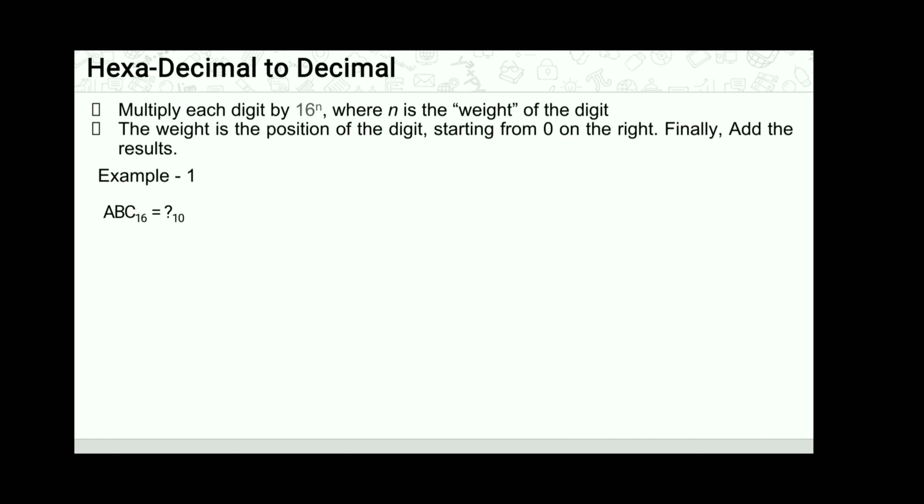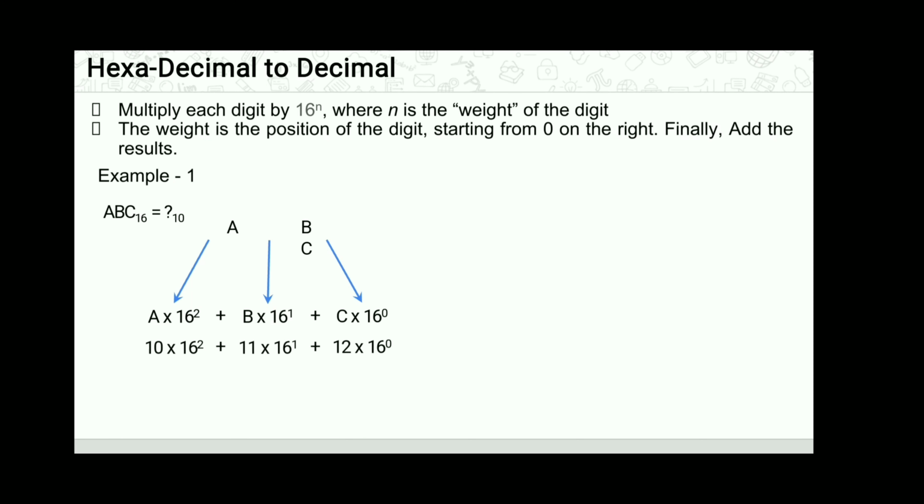We have to convert ABC to its decimal equivalent. So we will multiply C into 16 raised to 0, B with 16 raised to 1, and A with 16 to the power 2. So we will add all the given numbers. So we will get our final answer as 2748 to the base 10.